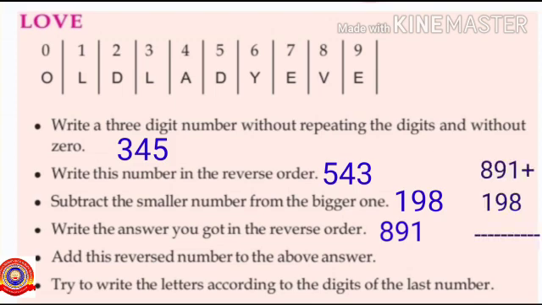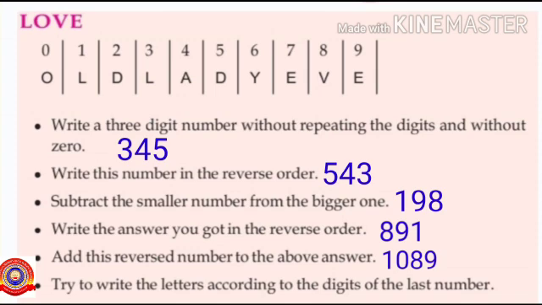That is 891 plus 198. 8 plus 1, 9. 9 plus 9, 18. Write 8 here, 1 carry over. 8 plus 1, 9. 9 plus 1, 10. That is 1089. Last instruction, try to write the letters according to the digits of the last number. Which is the last number you got? Yes, 1089. So children, write the letters according to the digits of the last number you got.